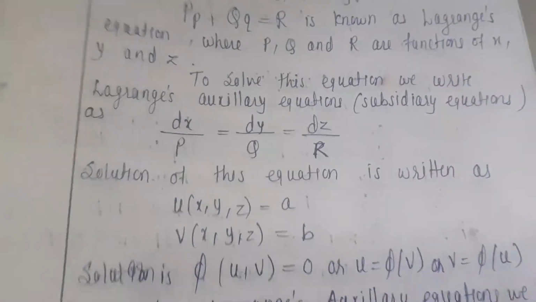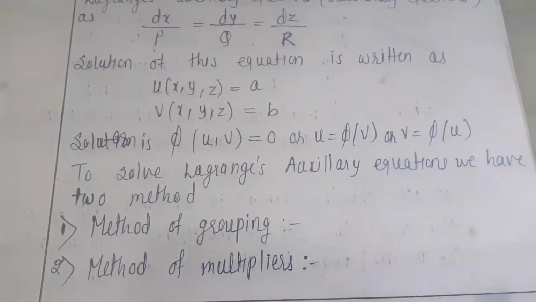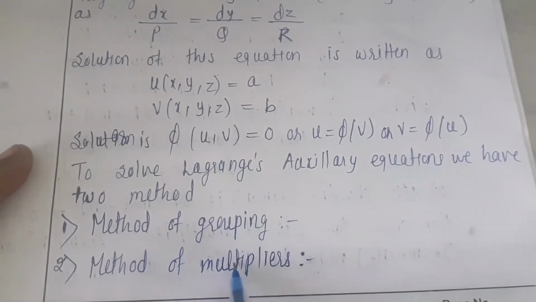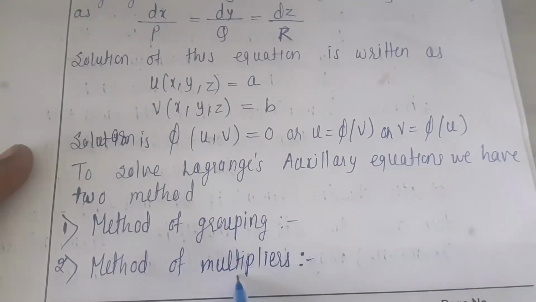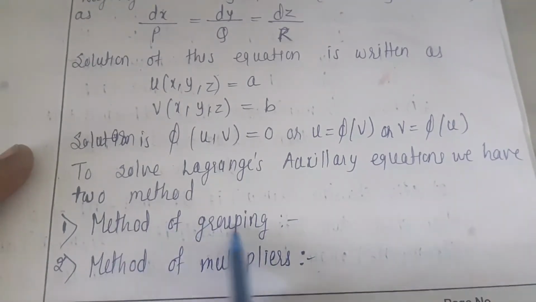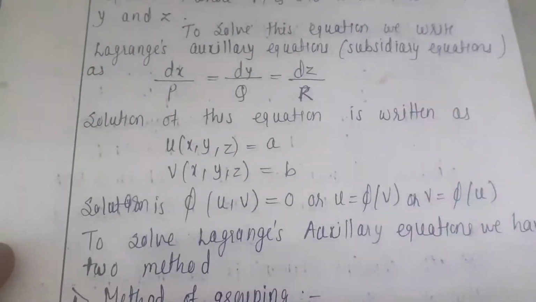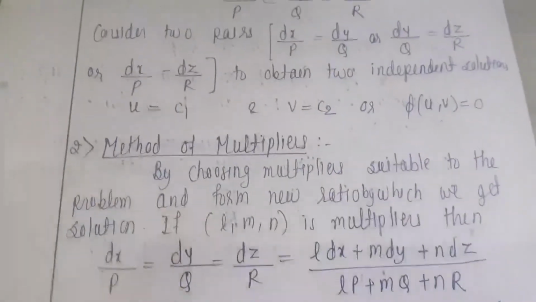So for that we are going to study these two methods, that is the method of grouping and the method of multipliers, or a combination of these two also, method of grouping plus multipliers. In this way we are going to find the solution of this Lagrange's equation. Now first is the method of grouping.